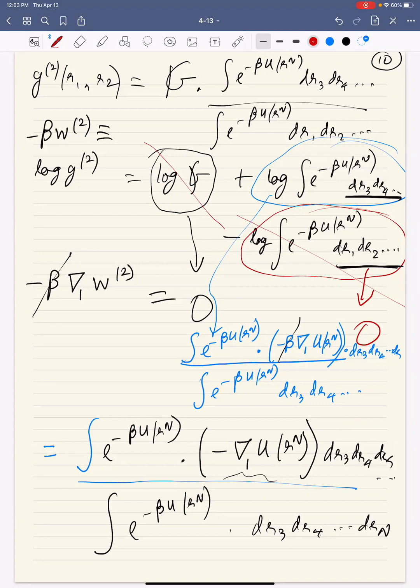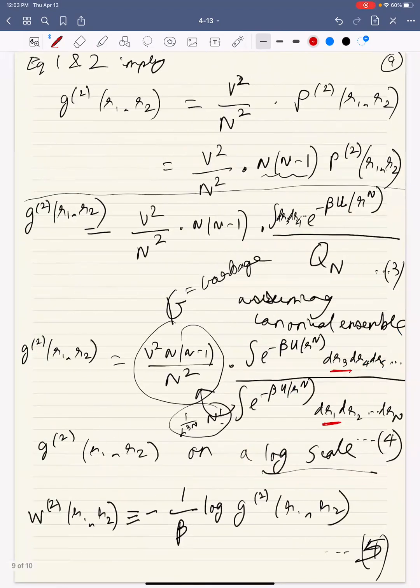Your nabla was with respect to the difference in the two distances. R2 still hangs around. Yeah, go ahead. The left-hand side of the expression was V of R, where R was the vector difference between R1 and R2. And here, no, no, no.